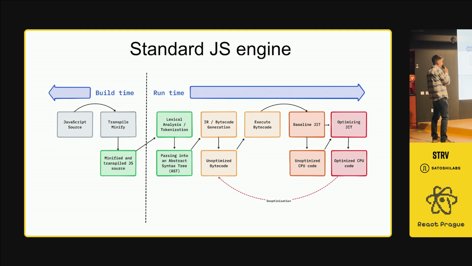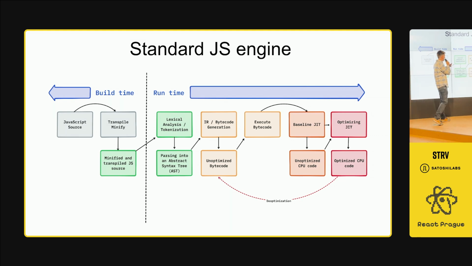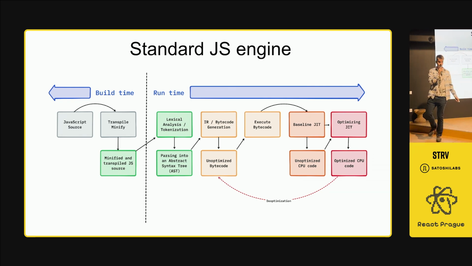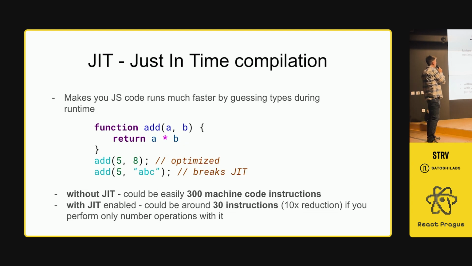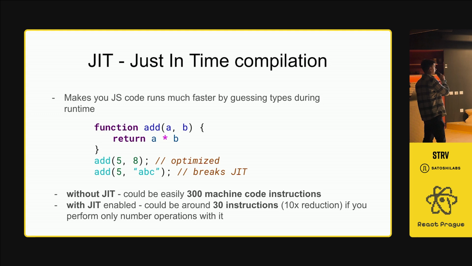So yeah, this is the basic part. You can see quite a lot of things are happening during the runtime, including these complicated JIT boxes, and I will explain them right now. So what is it? JIT, aka just-in-time compilation, will make your code run faster by guessing types during runtime.